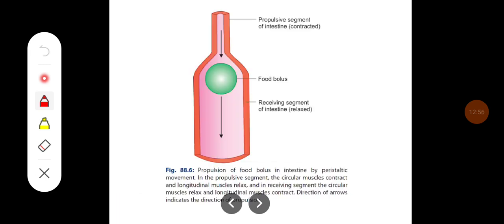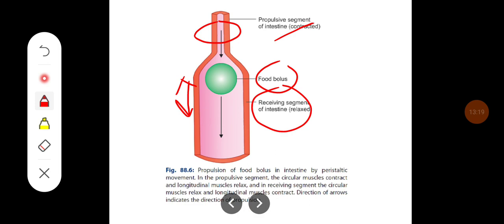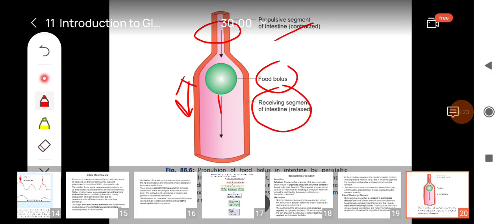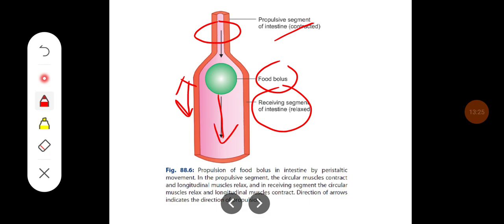So this diagram shows the propulsive movement, where the food bolus causes the contraction of the circular muscles behind and relaxation of the longitudinal muscles, whereas in the distal segment, the receiving segment, it causes the relaxation of the circular muscle and the contraction of the longitudinal muscles, which is going to help in the movement of the bolus in forward direction.